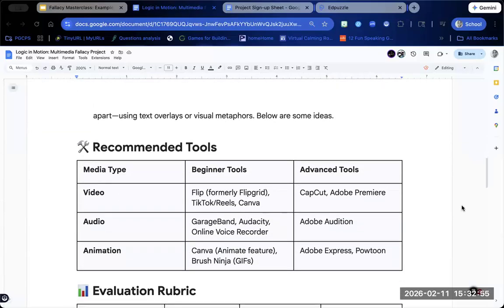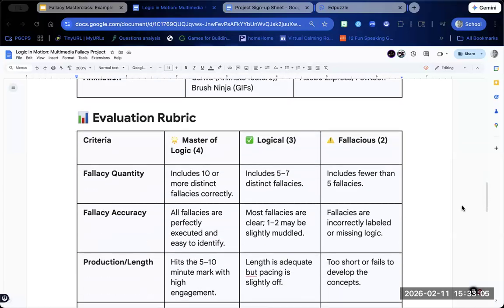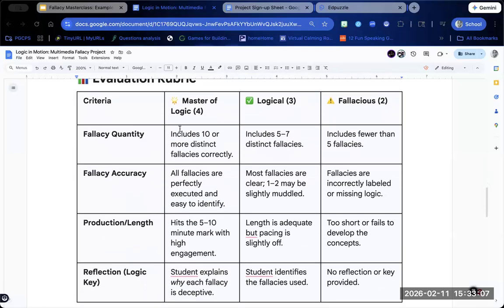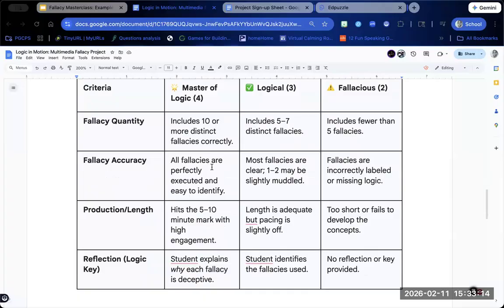All right. Here are some recommended tools. I'm not going to read those aloud. Dr. Millard or I have given this or will give this to you. And then ultimately we have the rubric. Look at what it takes to earn a 4. You have 10 or more distinct fallacies at minimum that are correct. You have presented these fallacies accurately, okay?